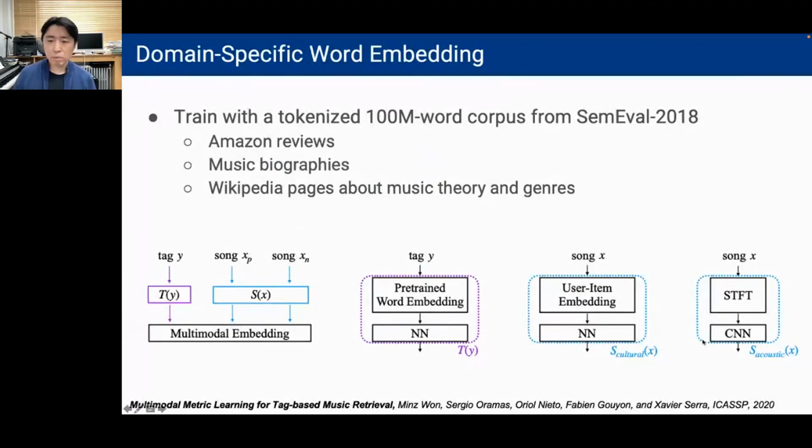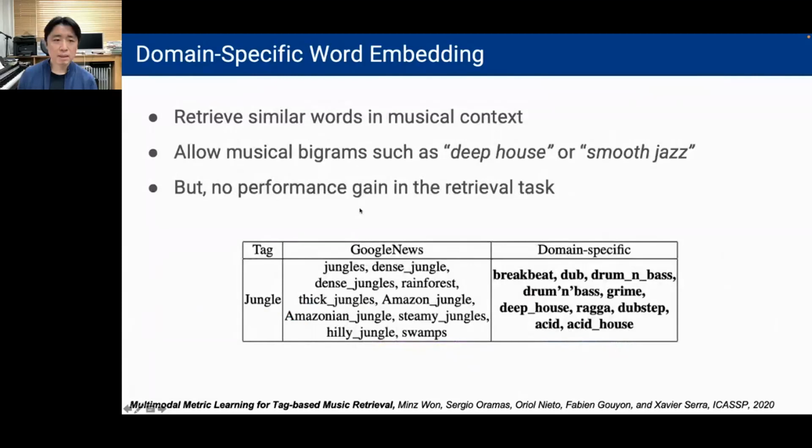And this work by one author took one step further and used domain-specific word embedding. They trained word embedding from scratch using a tokenized 100 million word corpus from Sam Ewell 2018. The text corpus contained Amazon reviews, music biographies, and Wikipedia pages about music theory and genres. And they showed that the domain-specific word embedding captures musical context very well.